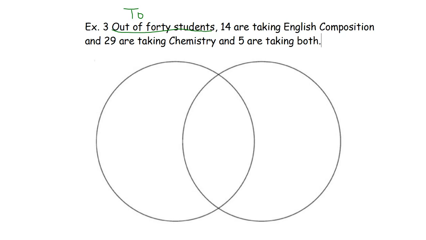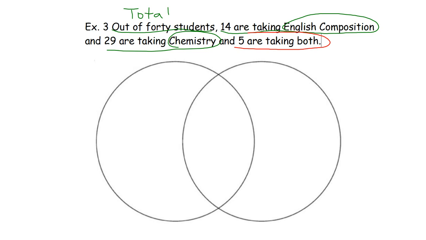That's our total. It says 14 are taking English and 29 are taking chemistry. This is the real important part that we're going to start with. 5 are taking both. So when I go to make my Venn diagram, I want to start with how many are taking both if I'm given that piece of information. So I've got 5 that are taking both. I put it right there in the middle.